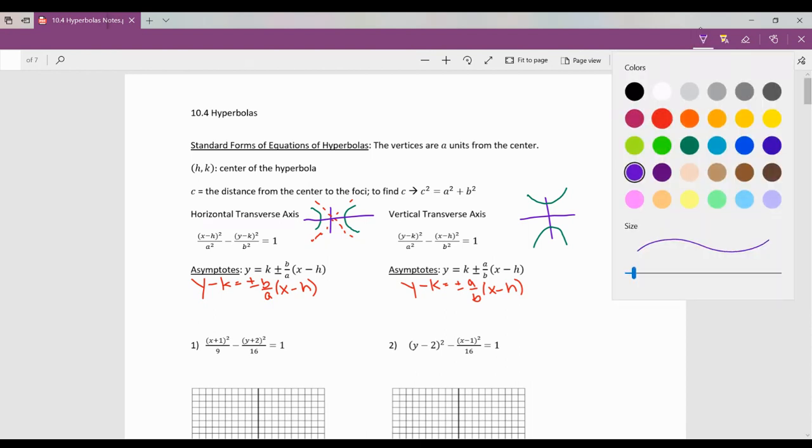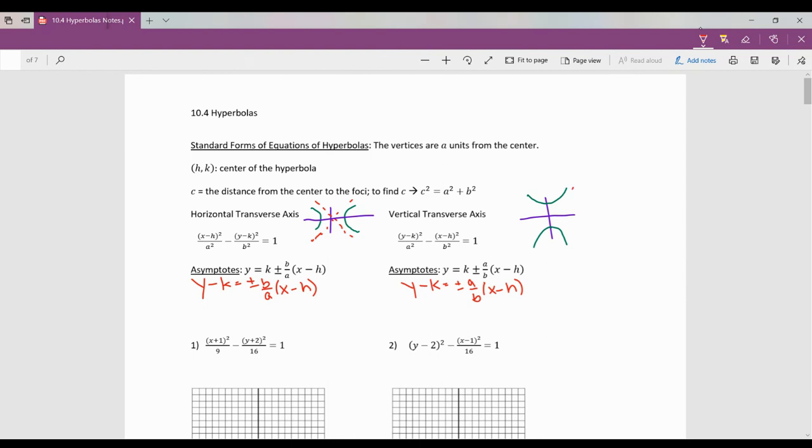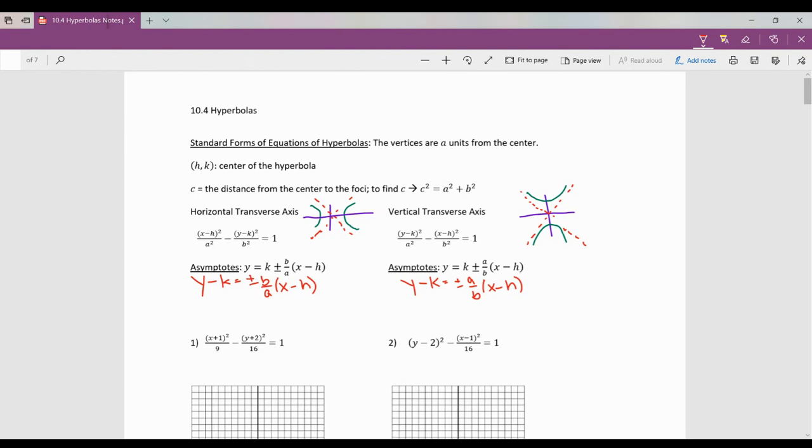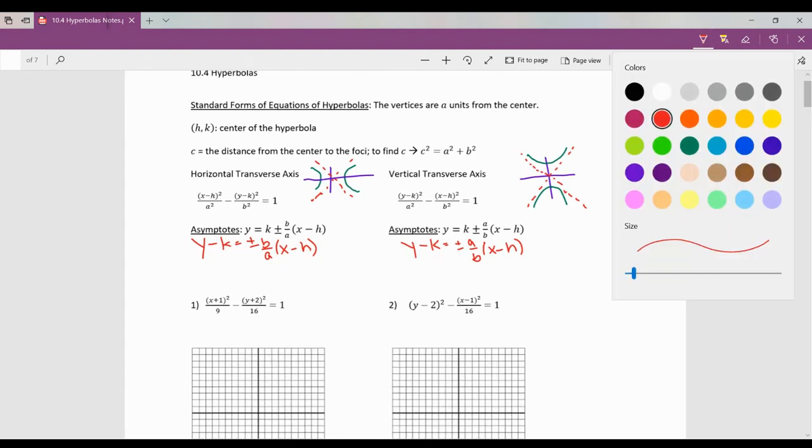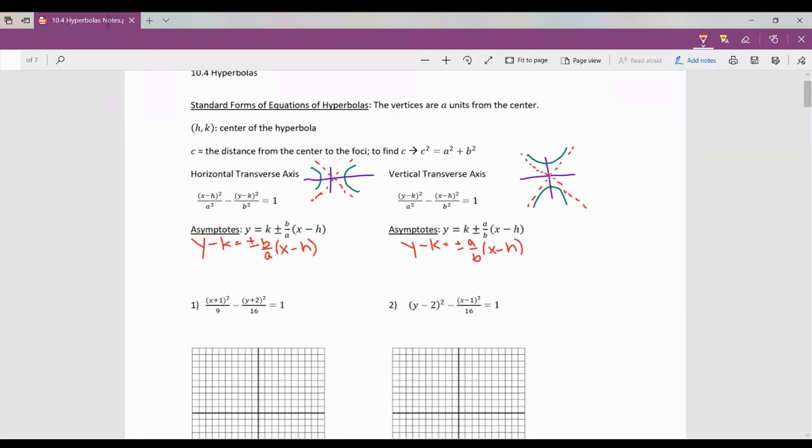Same idea with this other one. My asymptotes are going to be going like this, two lines, and the hyperbola is contained within those two lines. Now the center point is going to be where the two asymptotes intersect. Okay, so my center point is going to be where my two asymptotes intersect.